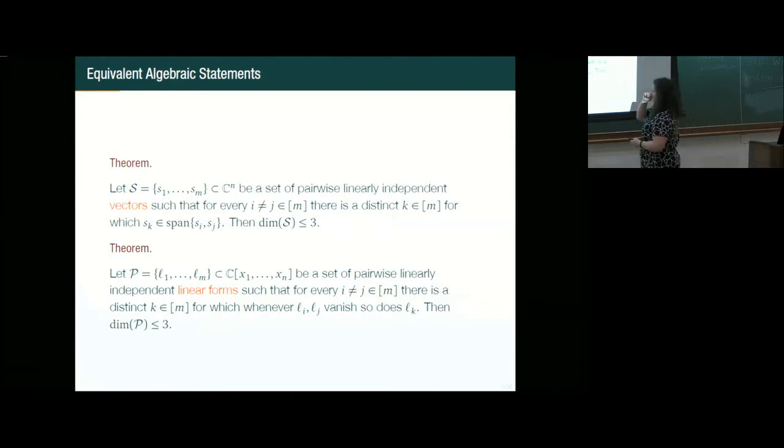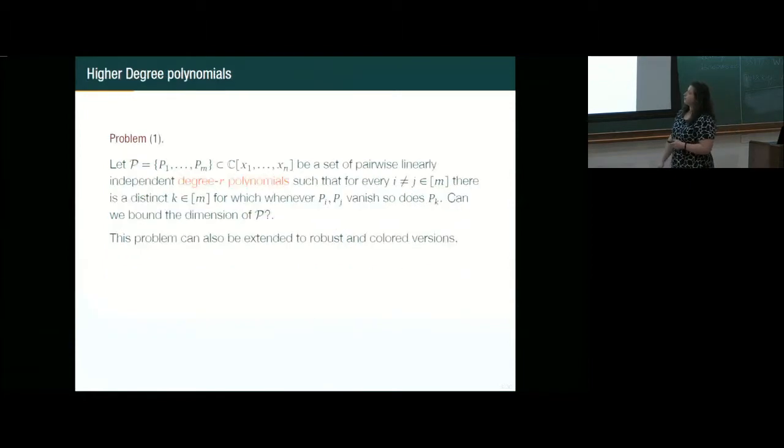Another equivalent question: if I have a set of linear forms such that whenever 2 forms vanish, a third one also vanishes, then again the dimension of my set is small. This is done by reduction to the Sylvester-Gallai theorem. And we can have similar robust and colored versions for vectors and linear forms.